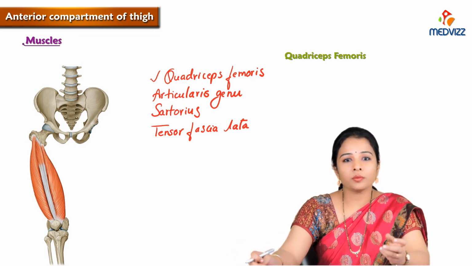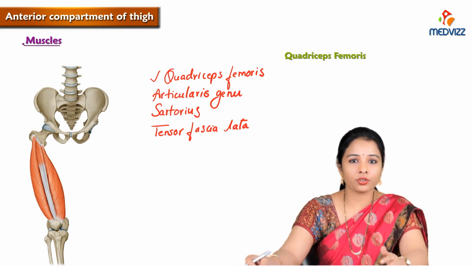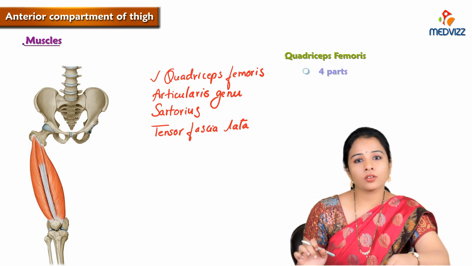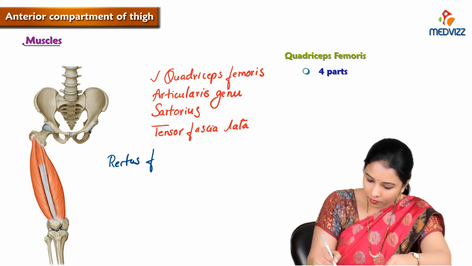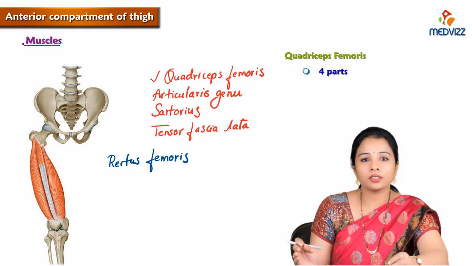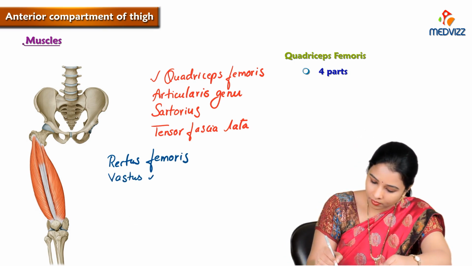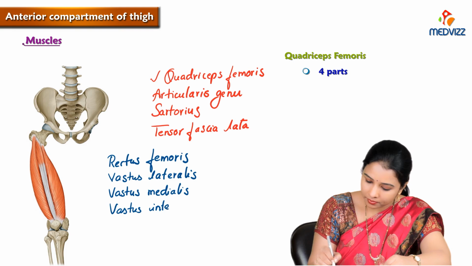So the muscle is so named because it consists of four heads. Ceps means heads, quadri means four. So it has got four parts. So quadriceps has got four parts called as rectus femoris. So parts I am writing. Rectus femoris. Then vastus. Vasti muscles are three heads. So vastus lateralis, vastus medialis, vastus intermedius.